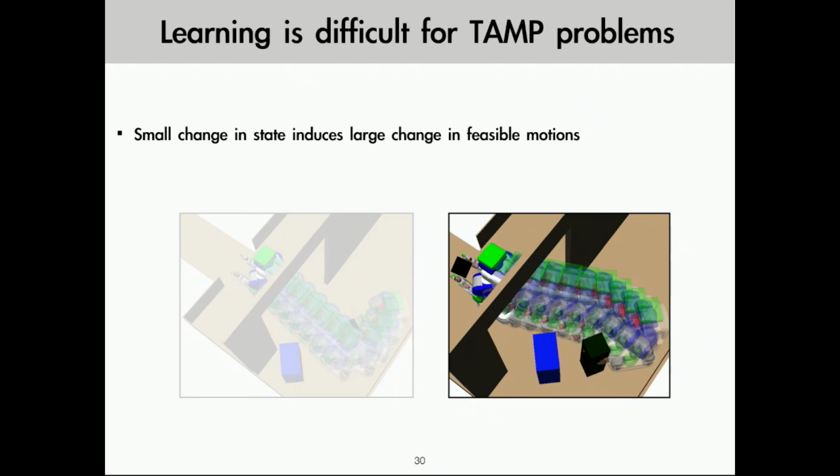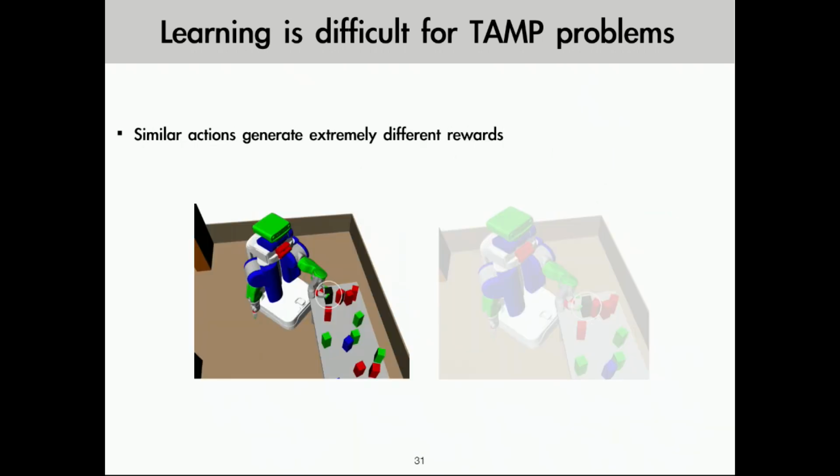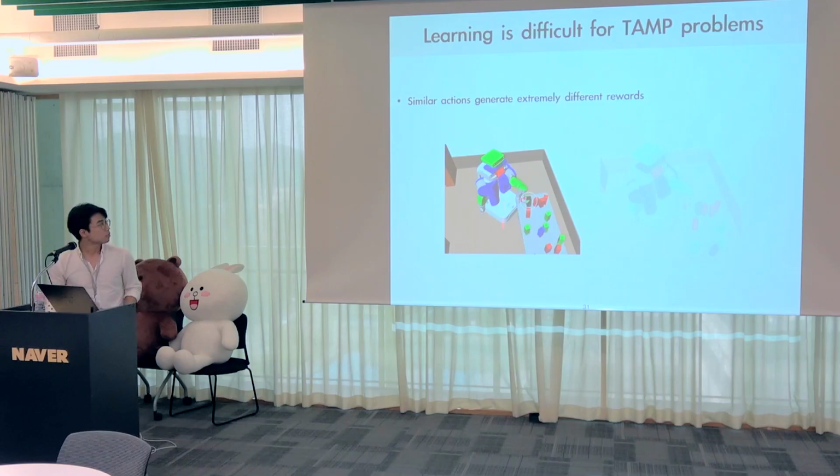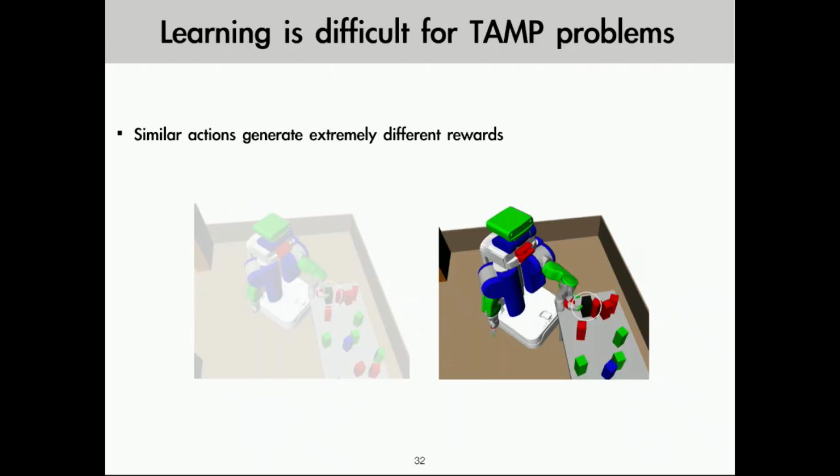Now, if I move this blue object by 50 centimeters, then we need a completely different maneuver to place the object down. And this not only happens with respect to the changes in states, but also with respect to the changes in actions. So here, the robot is trying to place this object down. And if the policy that you trained missed this target by 0.05 meters, then it's going to collide with the obstacle, and you suddenly have an infeasible action.